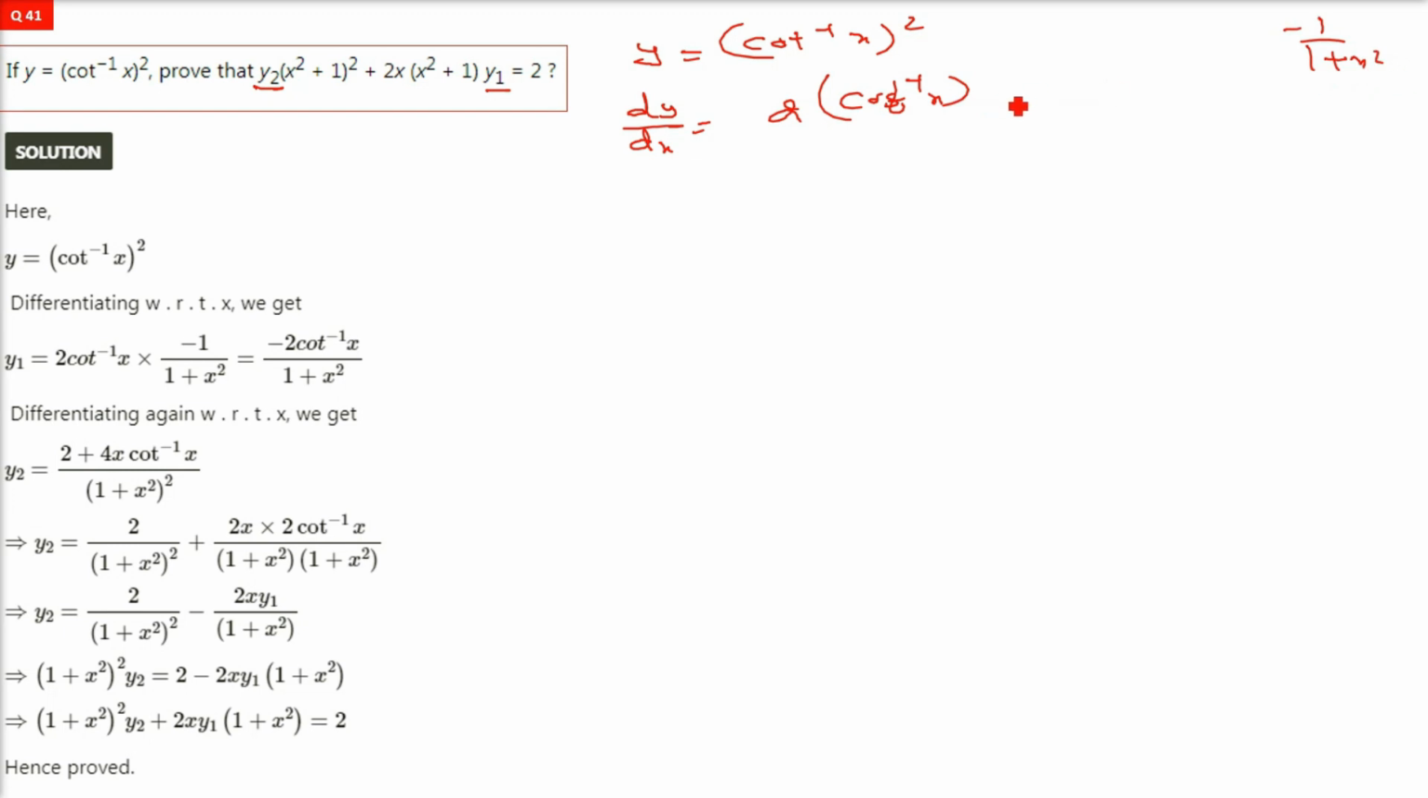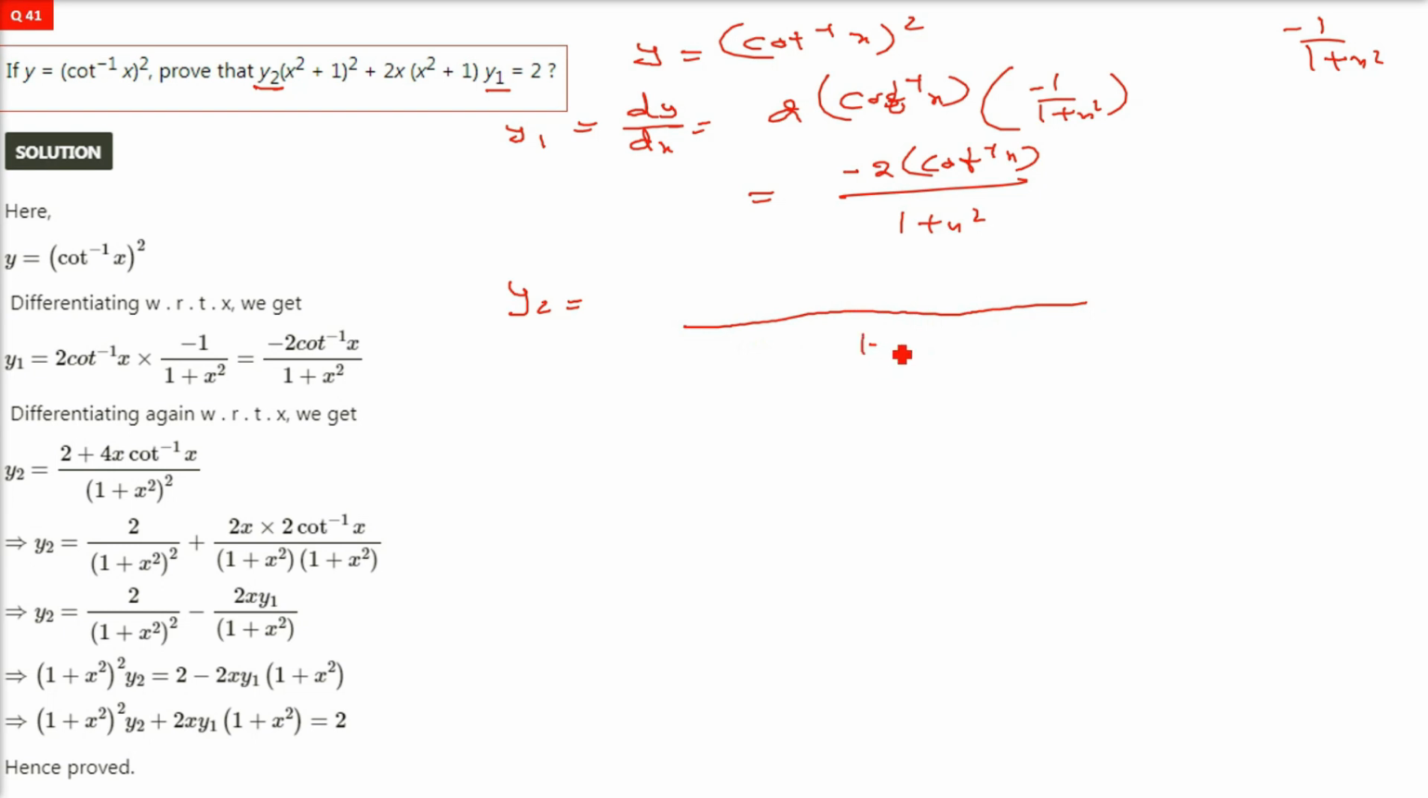So cot inverse x differentiation is negative 1 by 1 plus x square. So what do you get? Minus 2 cot inverse x divided by 1 plus x square. This is your y1, you can call it dy by dx. Now y2, that is d2y by dx2, we are going to find out.